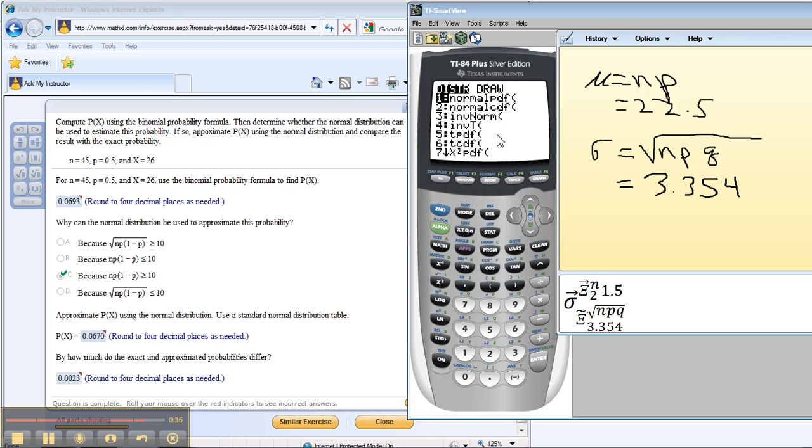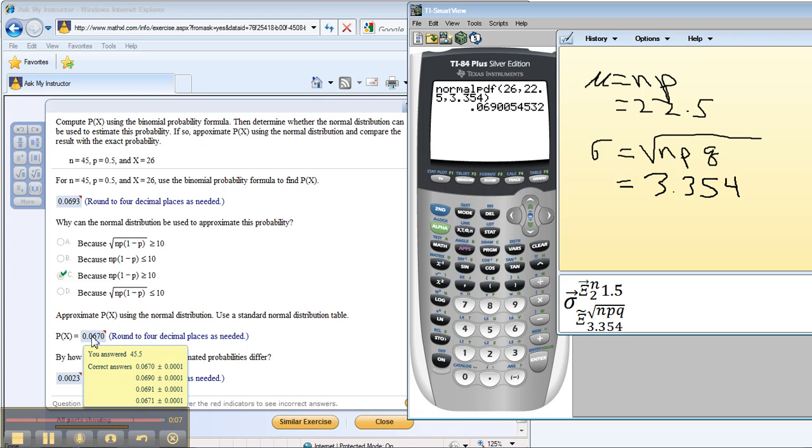And now we're going to use the normal distribution, which is the normal PDF. Enter. And let me clear this up first. So second distribution, we're going to use the normal, and we're going to put in 26, which is what we're looking for, comma the mean, 22.5, and standard deviation 3.354. And again, we're going to come up with here this 0.0. You'll see there's some different choices. 0.069 is what we want.